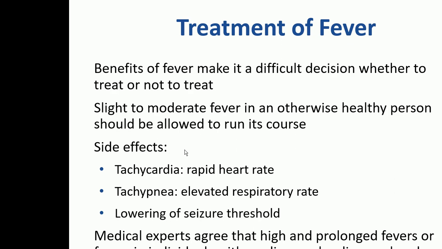Treatment of fever: basically, if the fever is low grade, or sometimes a moderate fever, it should run its course. But if it's very high, then it should be treated because there are some side effects of fever. I mean, fever is a kind of defense mechanism. It can cause tachycardia, which is a rapid heart rate, then tachypnea, an elevated respiratory rate, and lowering of the seizure threshold.